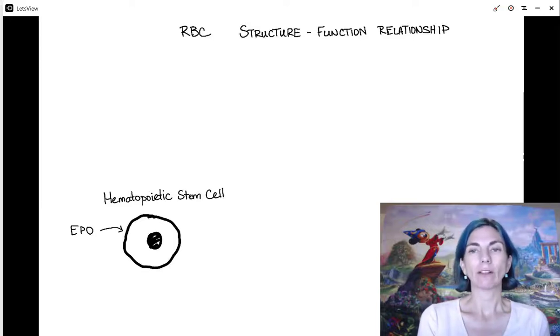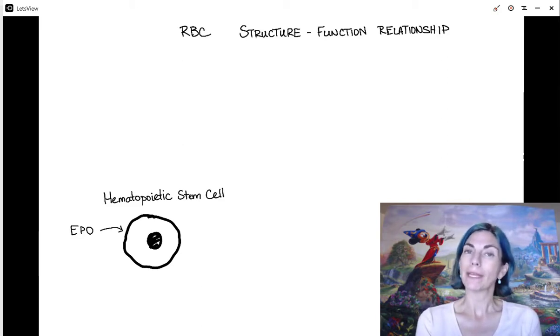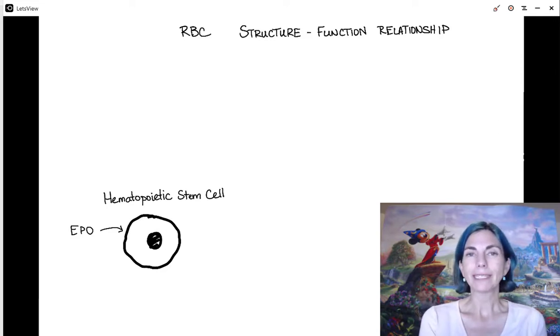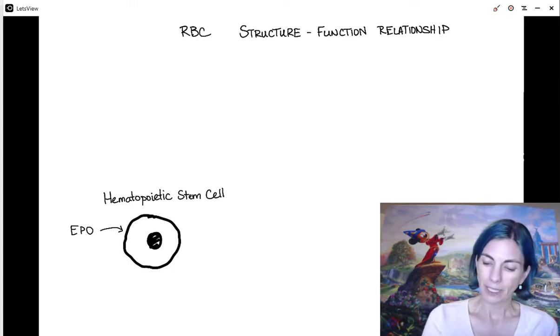So now we're going to take a look at the structure-function relationship for red blood cells. So let's start with what the purpose of red blood cells is. What do they do? Red blood cells transport oxygen. That is really their primary purpose. A secondary function is to transport carbon dioxide, and we'll get to that in another lecture. For now, we can just think of their primary function as to transport oxygen.